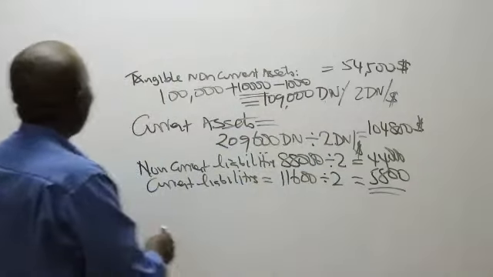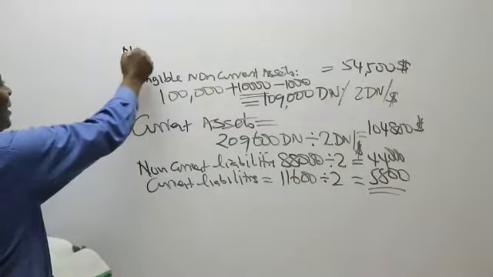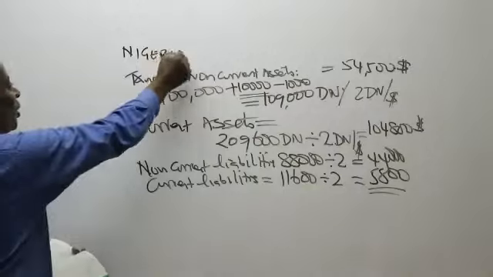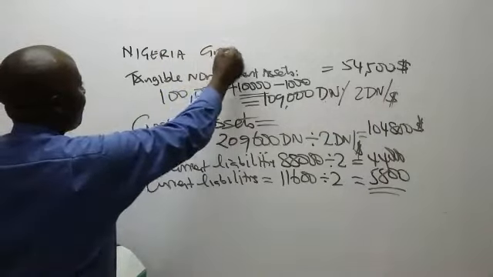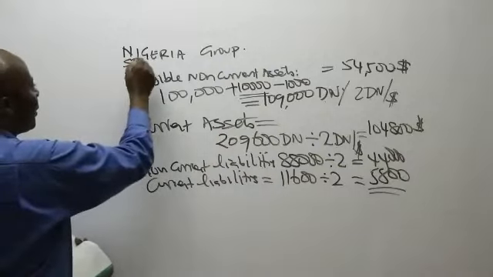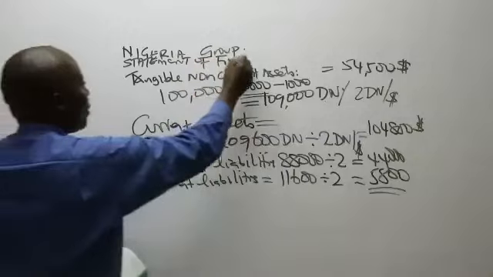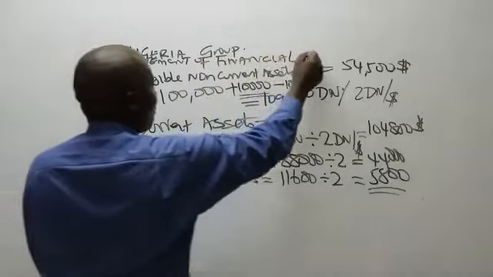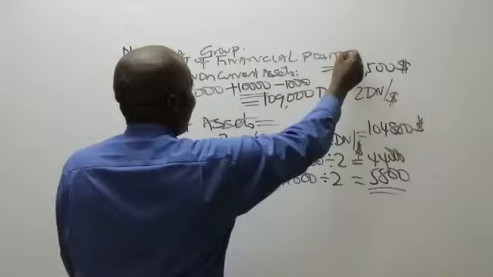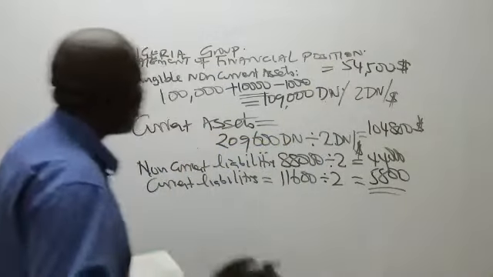I'll go here to my book, write the name of the company. The name of the parent company is Nigeria Group. Statement of financial position. As at whatever, I know that language, you guys are quite used to it.